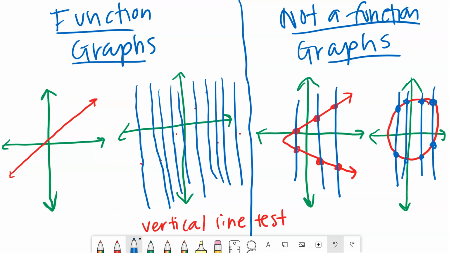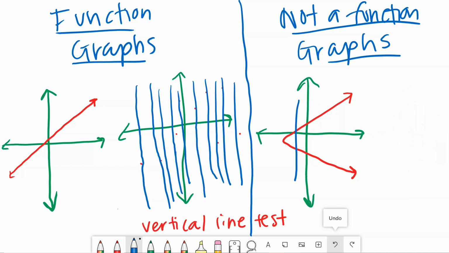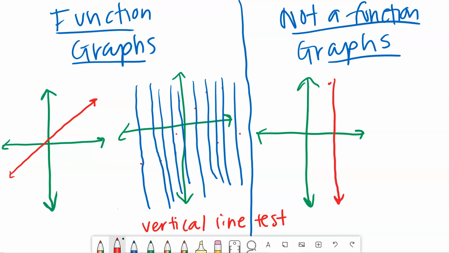All right, I'm going to give you now a hard one. Let me erase this one. And now what if I just do a straight line like this? What if I just do a straight line like that? Well, if I do a vertical line test, remember vertical is up and down. If I do a vertical line test, what's going on? Well, all of these are points, aren't they? So this is not a function. Not a function. Okay.